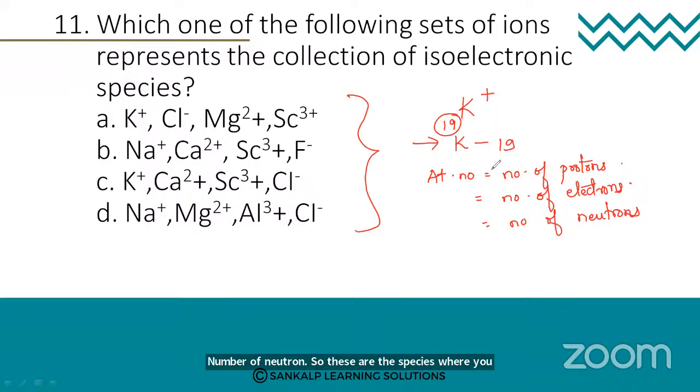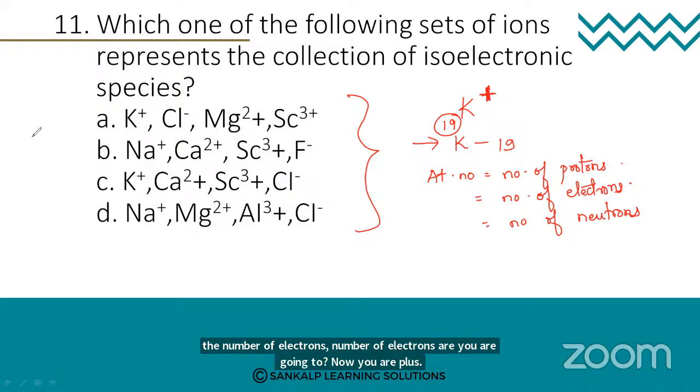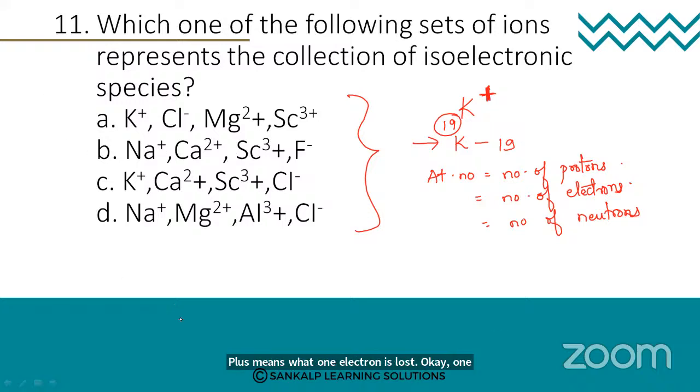Now, when finding the number of electrons, you have plus. Plus means one electron is lost. So the number of electrons here is 18, because plus represents one electron lost. Now, in the same way, how are you going to find it for Cl? Chlorine, what is the atomic number?